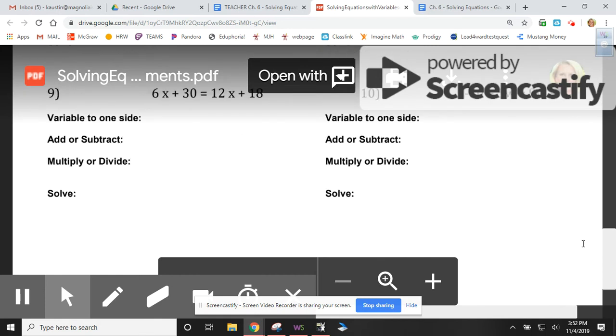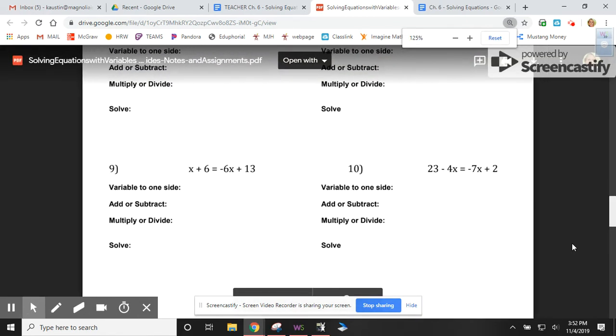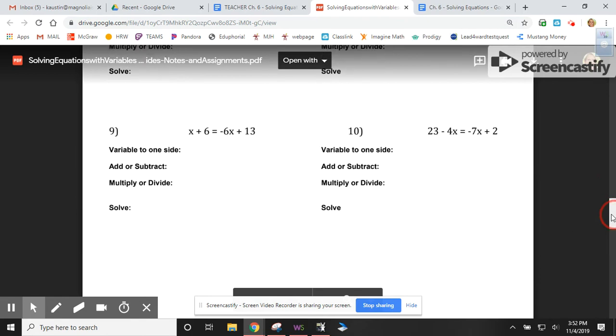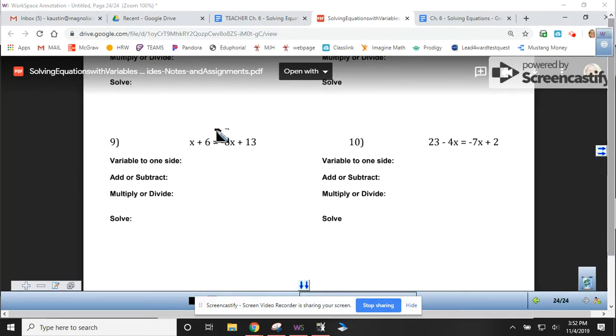Okay, number 9 and 10. Trying to make it where you can see it. Okay, number 9. I'm going to draw a line to divide it. This is 1x. This is negative 6x. Since negative 6 is smaller than positive 1, I'm going to move this one over by adding the 6x to each side.